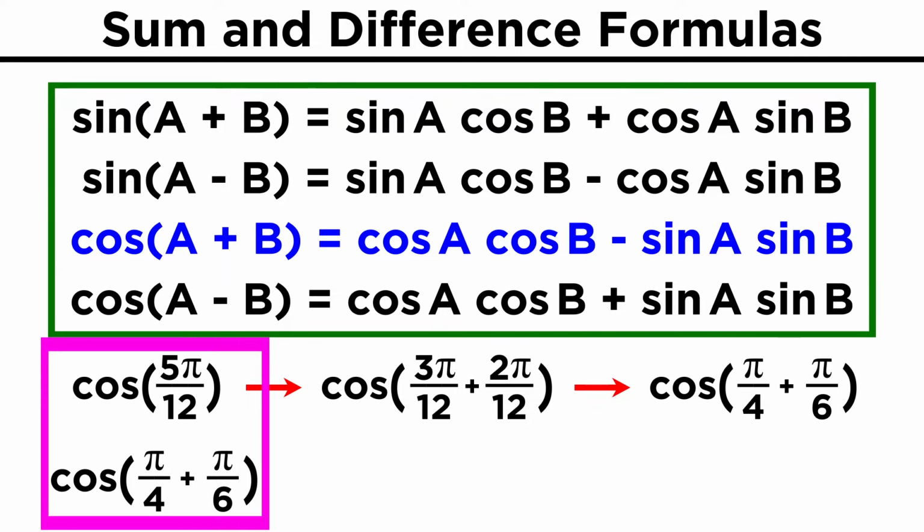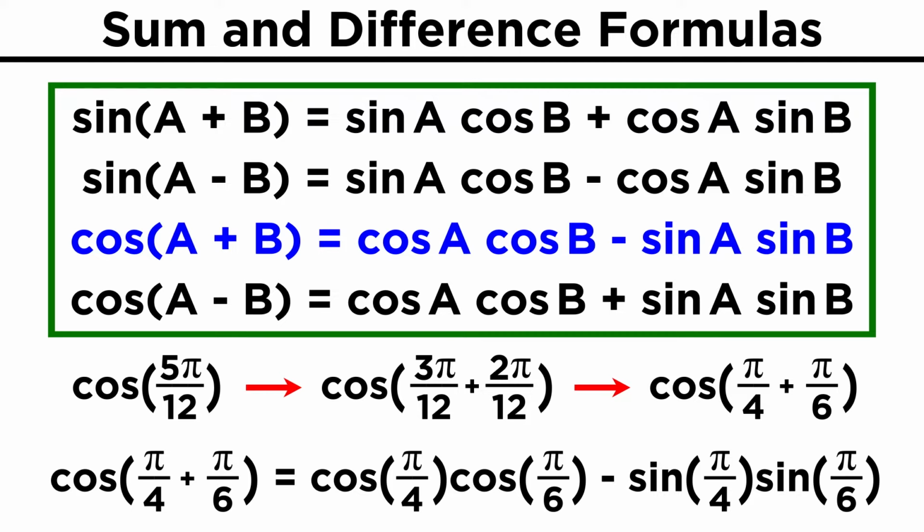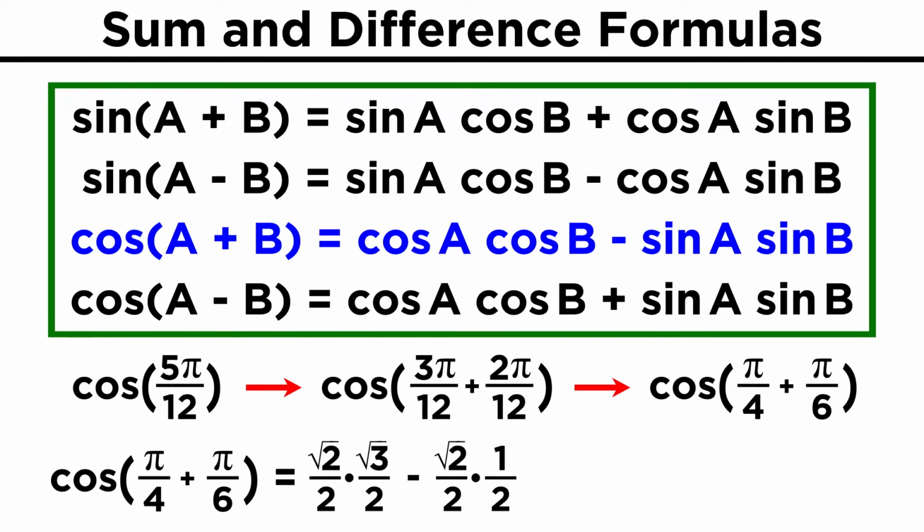The cosine of the sum of these angles, which is the 5/12 pi we want to know about, will be equal to the cosine of 1/4 pi times the cosine of 1/6 pi minus the sine of 1/4 pi times the sine of 1/6 pi. Ideally, we have these values memorized from the unit circle. If not, go back and check out my tutorial on this subject. Otherwise, we can just plug them in.